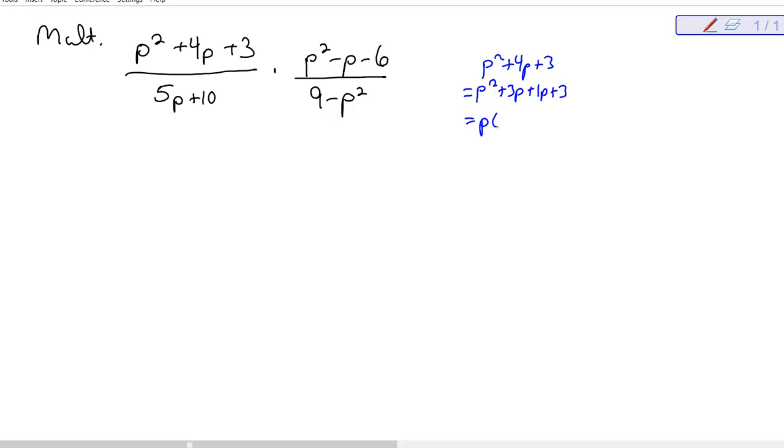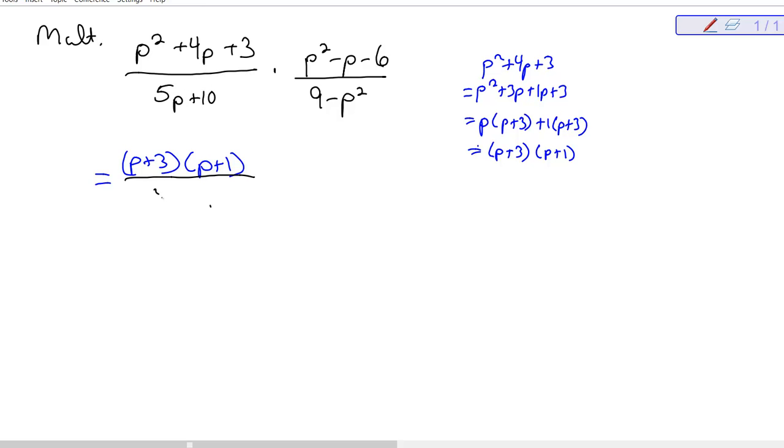So I can take out a p, leaving me with p plus 3. I can take out a 1, leaving me with p plus 3. So I end up with p plus 3 times p plus 1. So that's going to be my numerator, p plus 3 times p plus 1. Now my denominator here, I can factor out a 5 and get 5 times p plus 2. Okay, now let's look at my numerator over here.